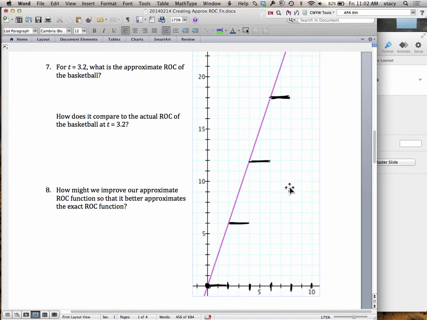So once again, the reason for doing this is because we know what to do when we have constant rate of change. This is what makes our life easier. Okay, we can calculate little bits of accumulation once we have this type of relationship. Now let's make sure we understand what it means though. So when t is 3.2, what's the approximate rate of change of the basketball? How do I figure that out?